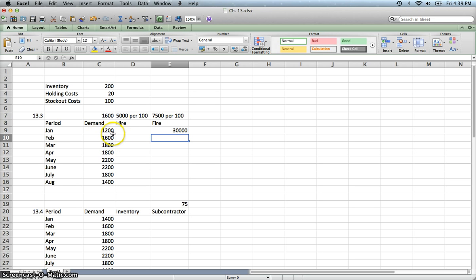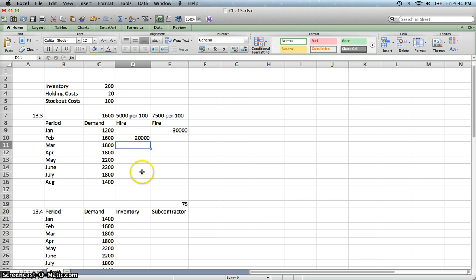In February, I then have to go from 1,200 up to 1,600. And so I'm going to go up 4. But in this case, when it comes to hiring, 400 units, which is 4, because remember that the costs are associated. So 400 divided by 100 is 4. So I'm going to have 4 times the 5,000 for hiring.